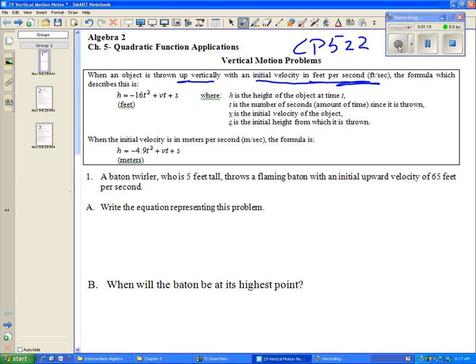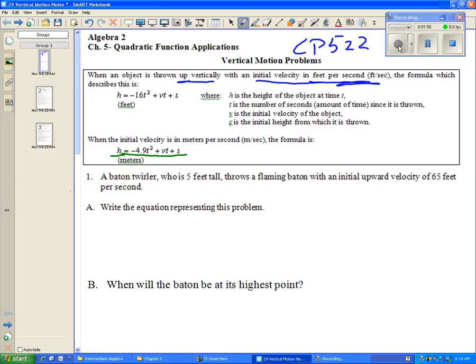The only other difference is some of these will also be done in meters. So I have a second equation. With the initial velocity in meters, h, height, is equal to negative 4.9t squared plus vt plus s. Again, v is velocity, s is the initial height, t is time, h is the height at time t. And notice my number, instead of negative 16, I have negative 4.9. This is meters instead of feet.